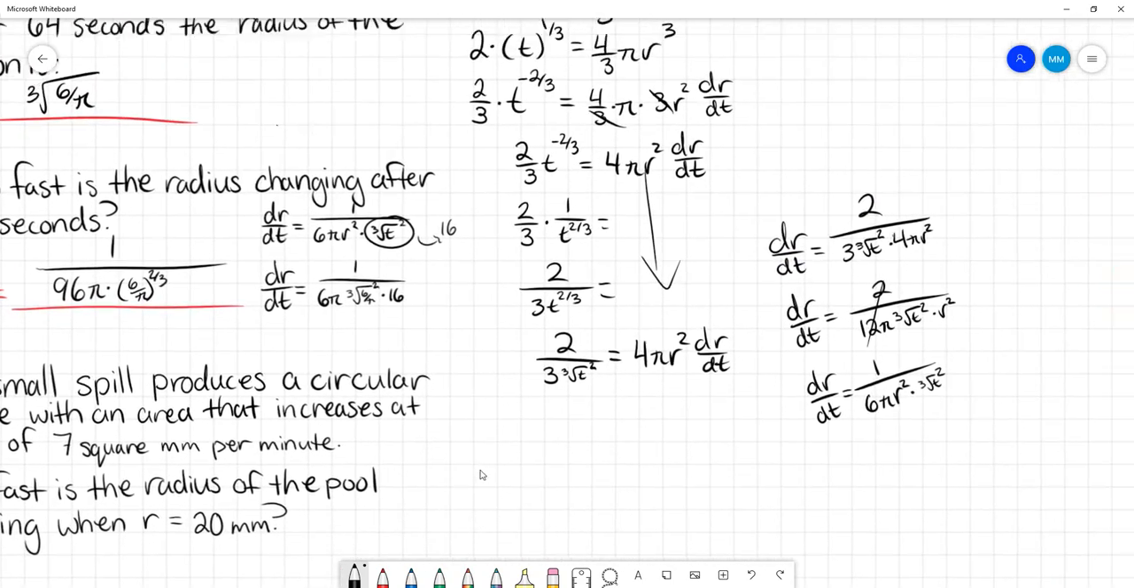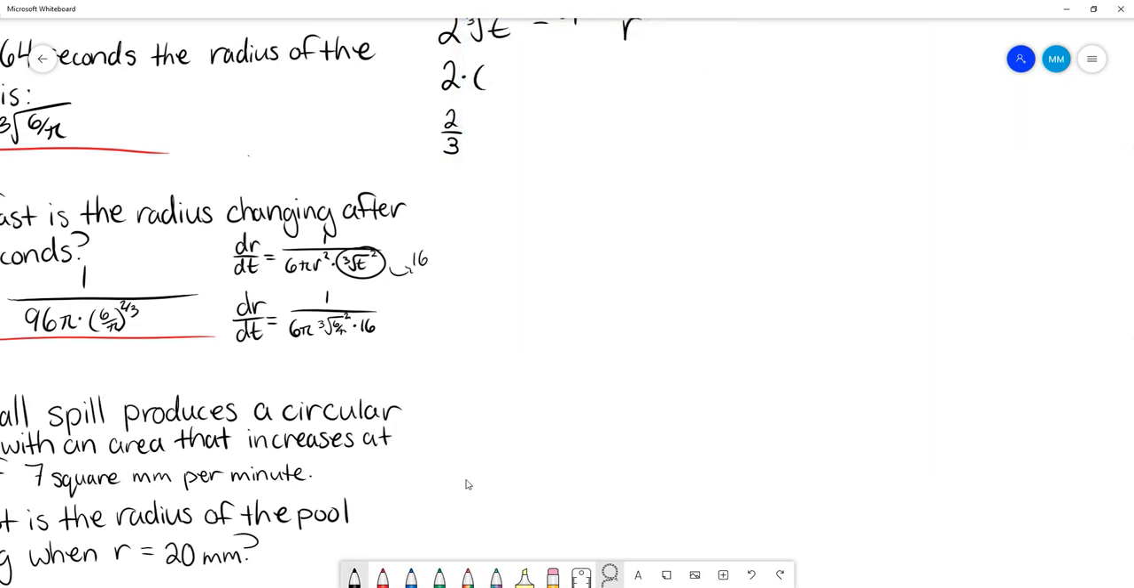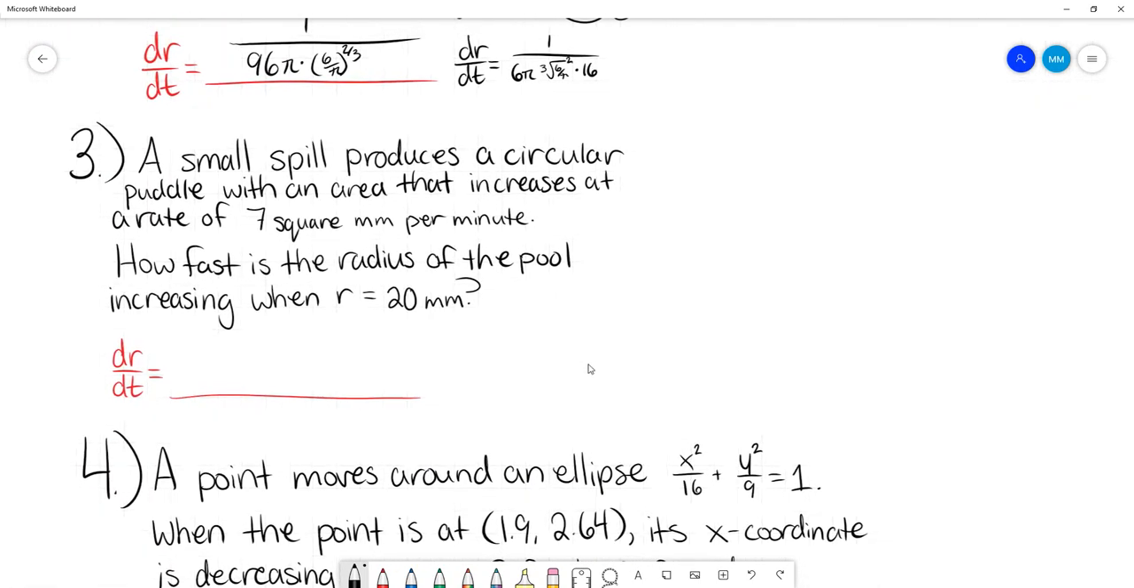Next up, actually I'm going to erase some of this. Give me a moment. Okay. Just so we've got uninhibited space. It says a small spill produces a circular puddle with an area that increases at a rate of 7 square millimeters per minute. How fast is the radius of the pool increasing when the radius equals 20 millimeters?